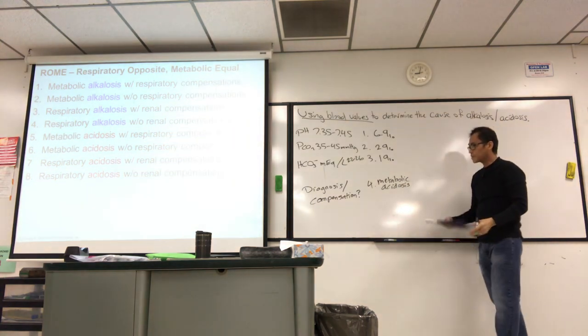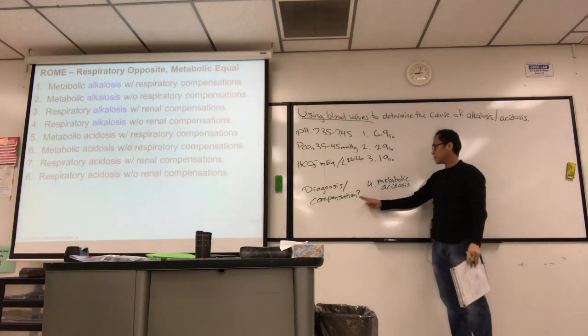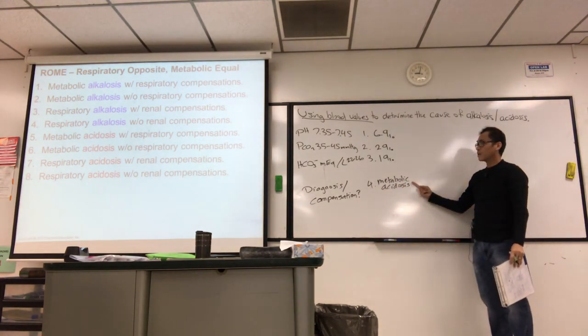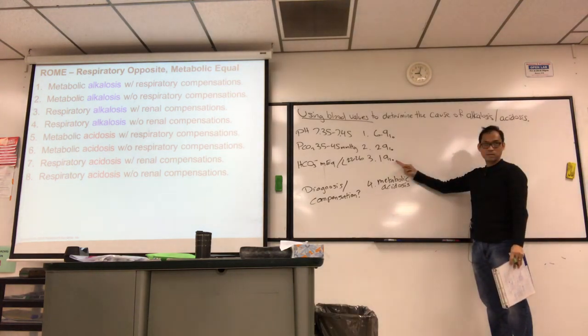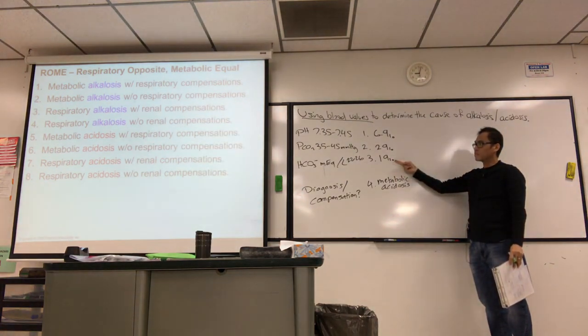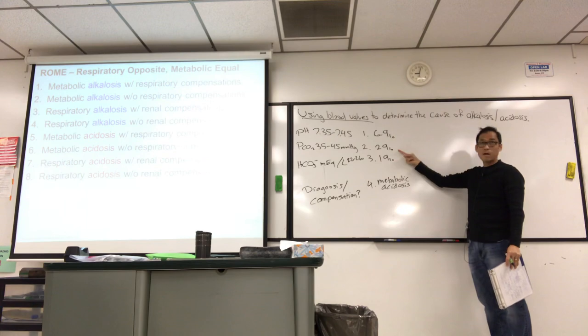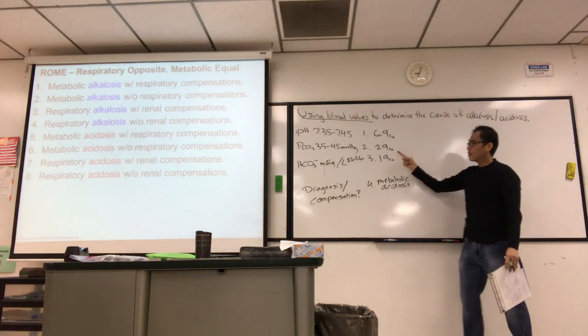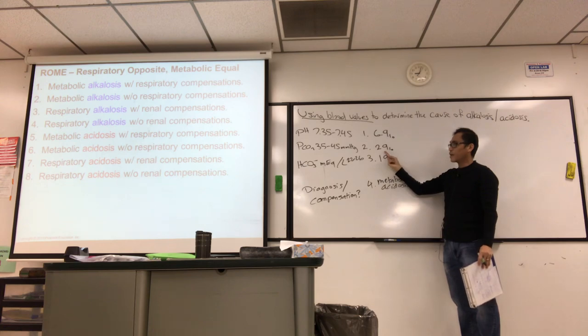And to answer the last thing here, is there compensation? Which system was failing? Kidneys or lungs? Kidneys are failing, okay? They're the cause. What's the other system? Lungs. Look at the lungs and ask yourself, are the lungs trying to help? Now look, whenever it's outside the normal range, the lungs are trying to help. Think about that.